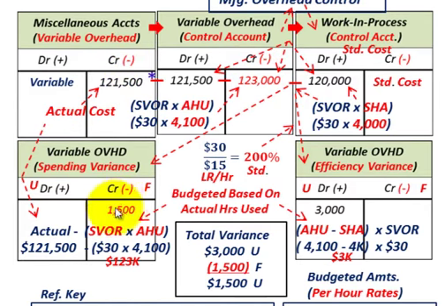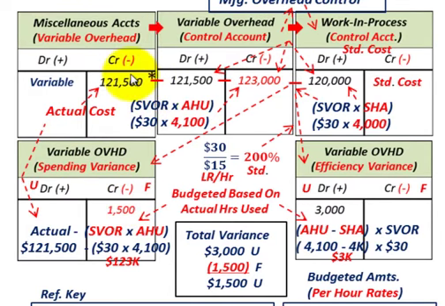$121,500 as a credit, $1,500 here as a credit. That adds up to $123,000. And that balances with our debits here: $120,000 here in our standard cost, $3,000 here in our efficiency variance. Total $123,000. Balances with our credits here of $123,000.